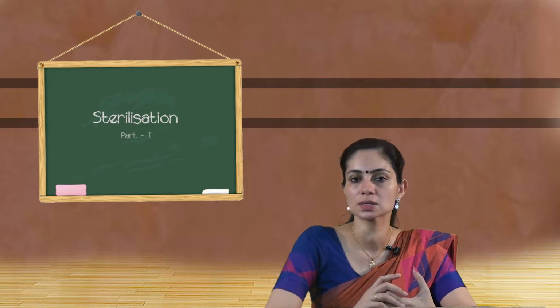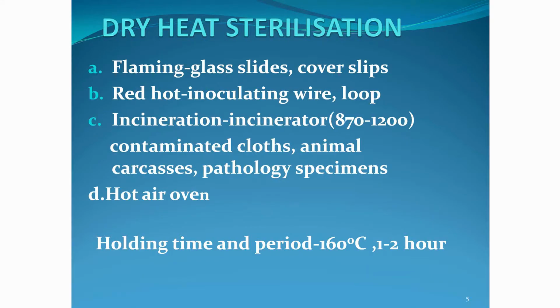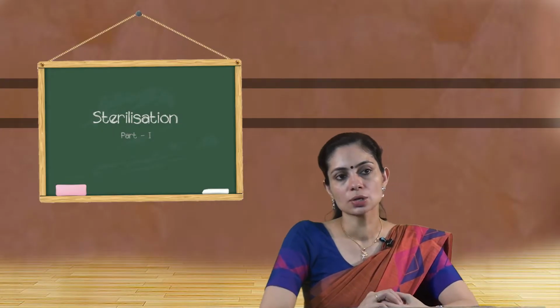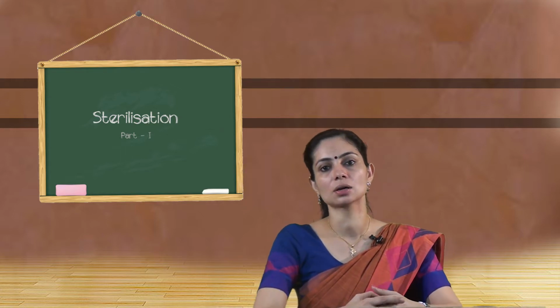The third one is incineration. Incineration is a procedure done in an instrument called an incinerator, where the temperature will be around 870 to 1200 degrees Celsius. At that high temperature, contaminated clothes, animal carcasses, pathology specimens or highly infected articles can be burnt into ashes. This procedure is known as incineration. It is very useful for articles which have to be discarded after use.